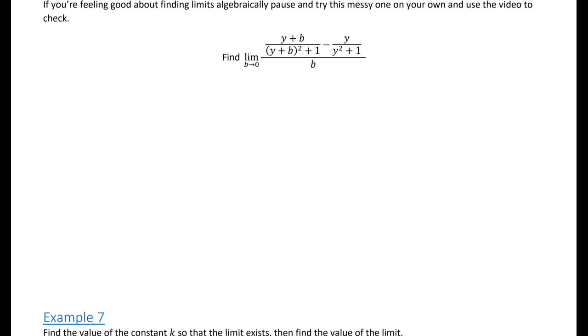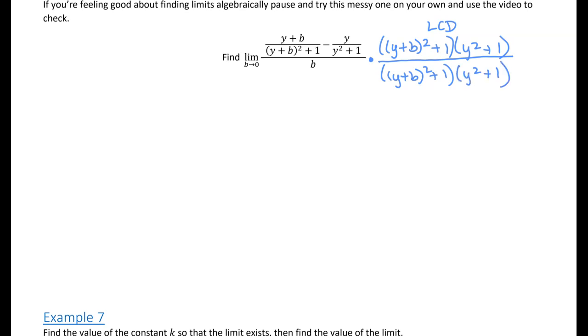So this is a fairly messy rational. So I am going to start right off with clearing the fractions, which means I need to multiply by the LCD, which in this case is just the product of the two denominators. So I have to multiply by both of them. That's my LCD. And if I do it to the top, I'd best do it to the bottom as well, or I've changed the value of this fraction. Okay, so that's my step.